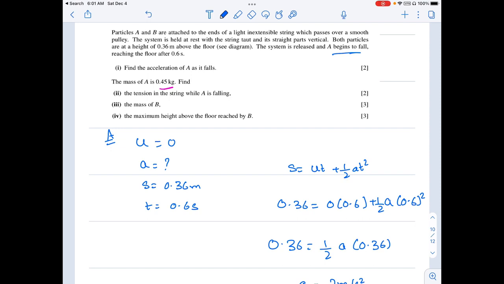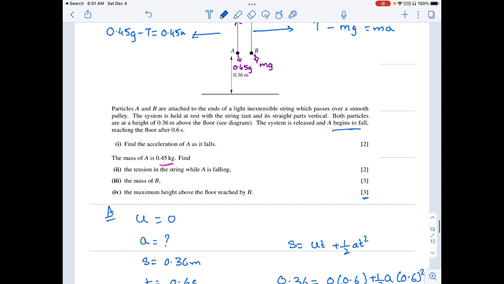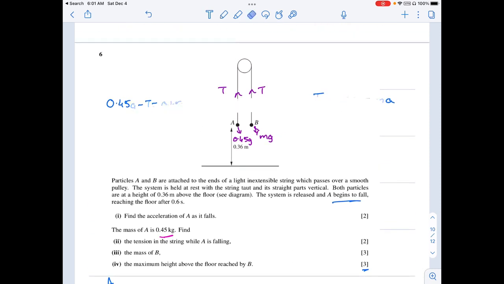Then the next, the maximum height above the floor reached by B. This is a 3 marks question, so you have to be very careful over there. So what is the maximum height reached by B above the floor? What I will do, I'll just erase this one now. See carefully over here, understanding the thing. A comes down 0.36 and it's over here. So simultaneously B also goes up 0.36, to that 0.36 meters it goes up. At this position is B1.